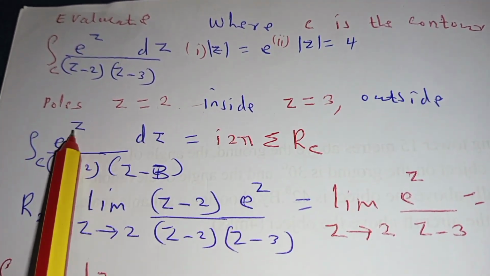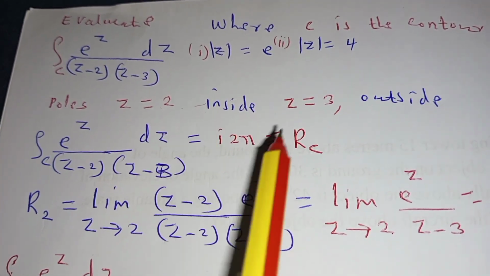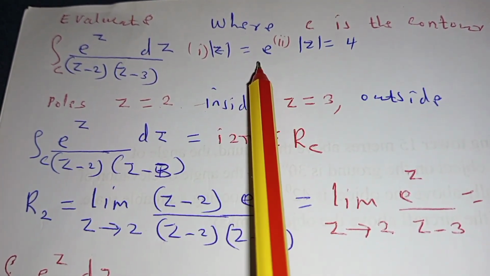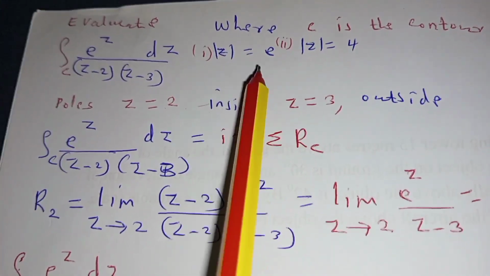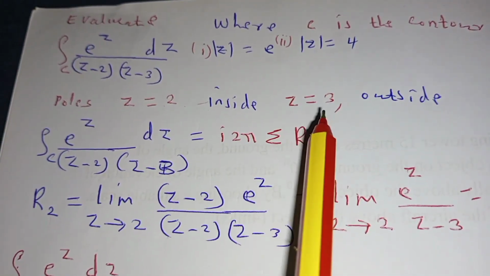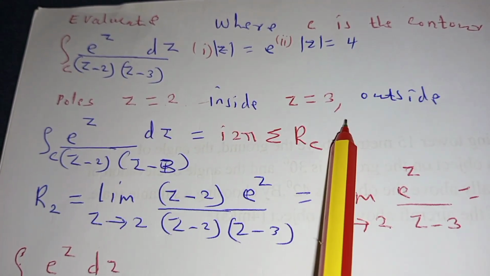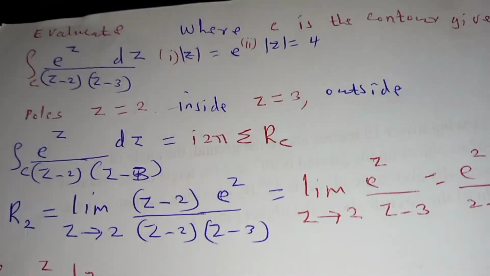So there are two poles. One pole at z is equal to 2, and of course it is clearly inside this contour because exponential is more than 2. Then there is another one, z is equal to 3, which is outside the given contour.